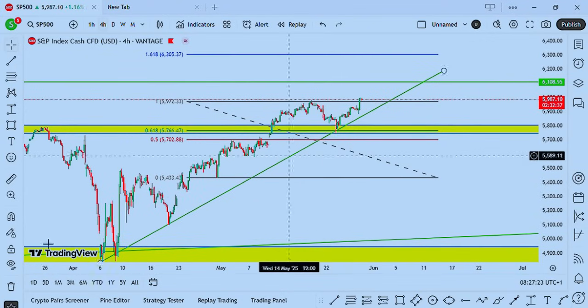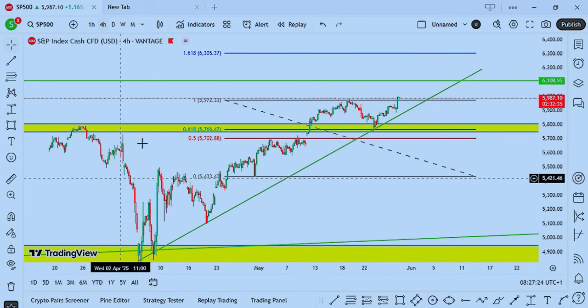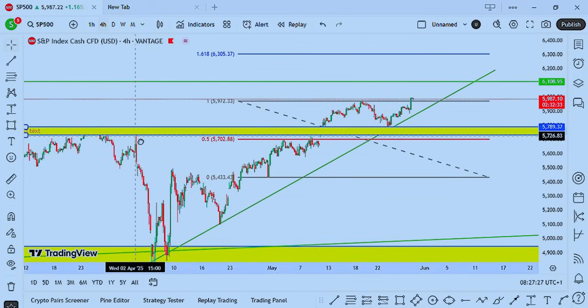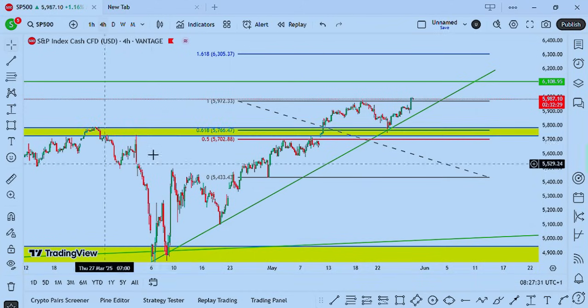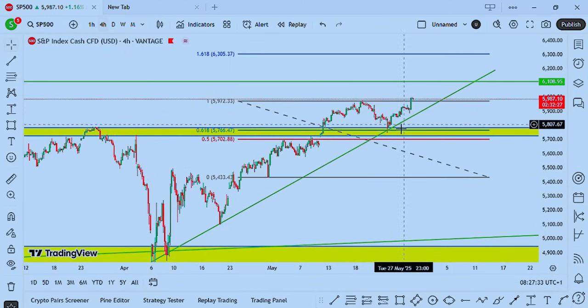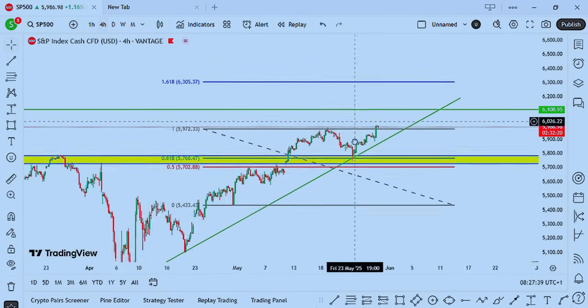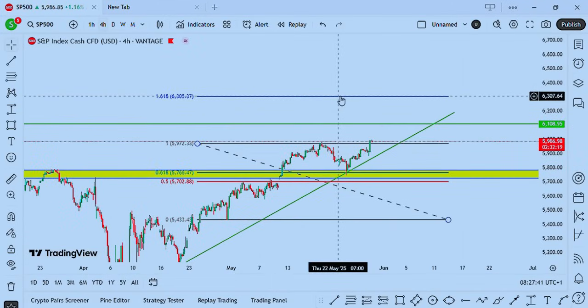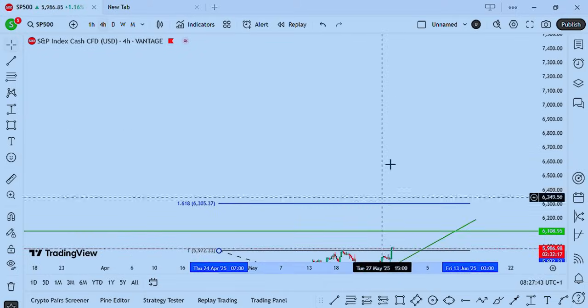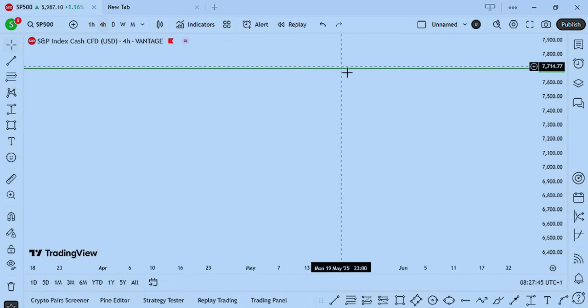Once the market takes out this resistance level, let me adjust this level, once the market takes out this resistance level here, I jump in on the lower time frame. First profit target is at this daily resistance level. Second target is here, 6,300. Overall target, I'm aiming at 7,000 plus.